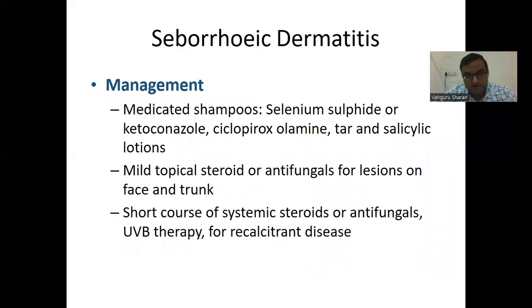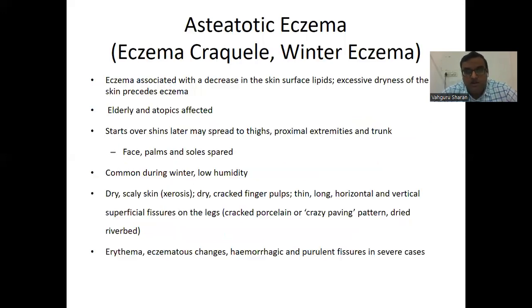What is the management per se? Management is to remove the scales. How to remove it? By medicated shampoos containing antifungals and keratolytic agents. Most commonly used are selenium sulfide lotions, ketoconazole, cyclopirox, tar, and salicylic acid shampoos. Mild topical steroids or antifungals for lesions of the face and trunk. Short course of systemic steroids or antifungals, and UVB therapy for recalcitrant disease.